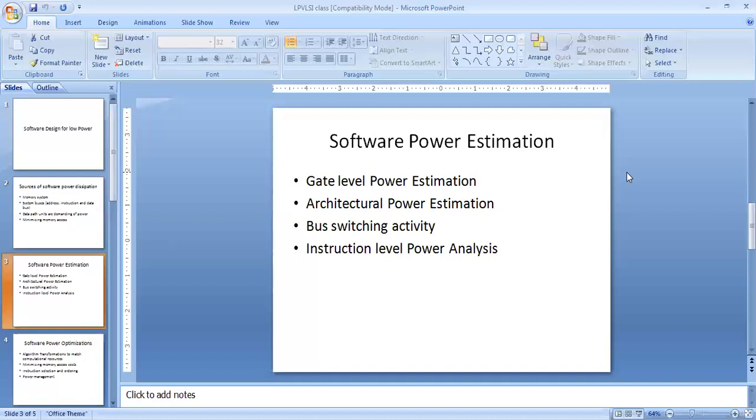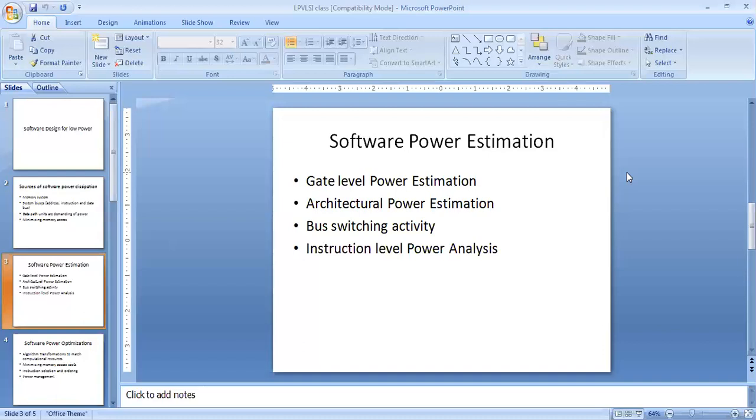Then the next one is architectural power estimation. Architectural power estimation looks at the major components of a processor. Here, you can determine which major components of the processor will be active during each execution cycle of a program. Power estimates for each component are then taken from the lookup table and added into the power estimate for the program.